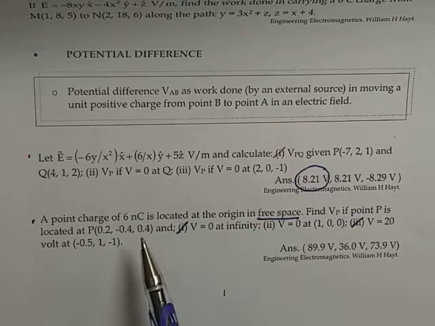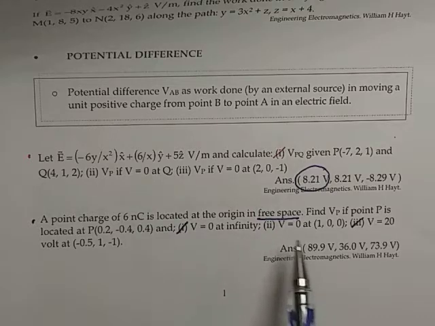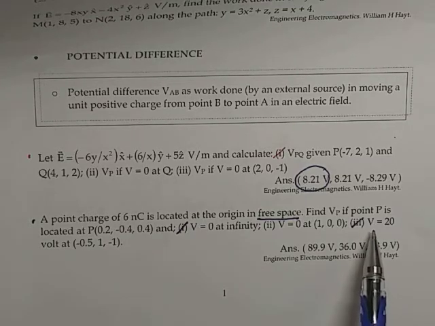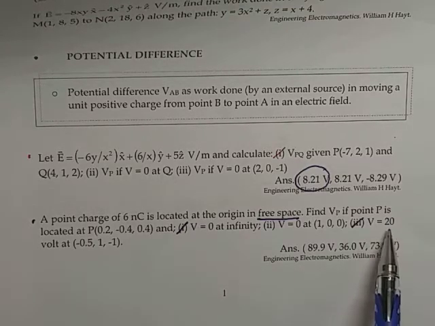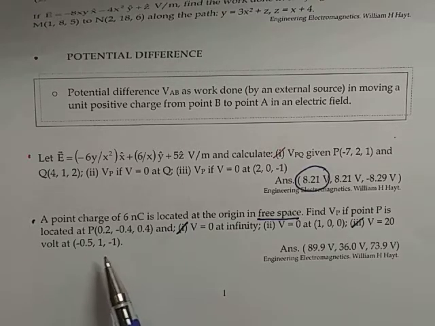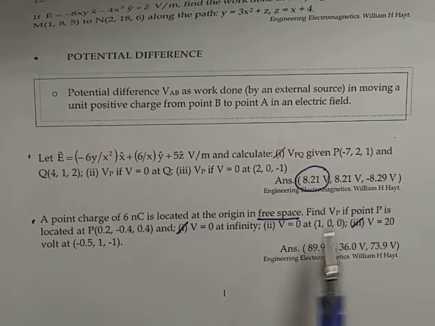So the charge is still at the origin, but now the reference is not 0 anymore. So now it's something quite tricky. Now the potential reference is equal to 20, and it's not at infinity, it's at a nearby position, 0.51 and minus 1. So that means the reference is not infinity and the reference is not 0. Therefore we have to adjust our approach in solving this problem.